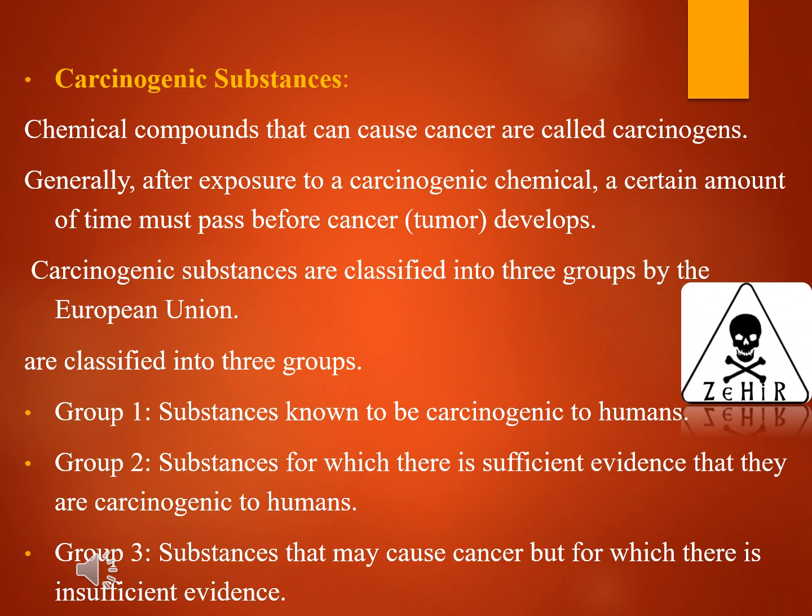Carcinogenic substances. Chemical compounds that can cause cancer are called carcinogens. Generally, after exposure to a carcinogenic chemical, a certain amount of time must pass before a cancer tumor develops. Carcinogenic substances are classified into 3 groups by the European Union. Group 1: substances known to be carcinogenic to humans. Group 2: substances for which there is sufficient evidence that they are carcinogenic to humans. Group 3: substances that may cause cancer but for which there is insufficient evidence.